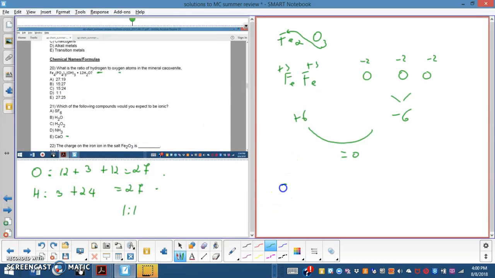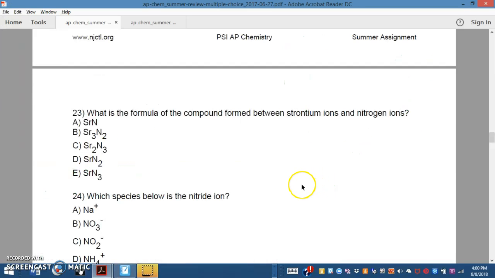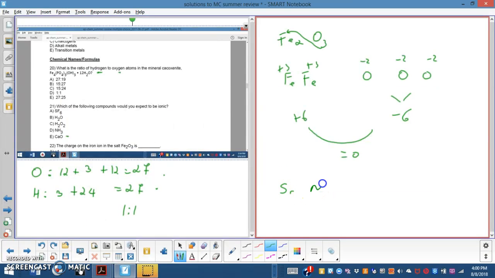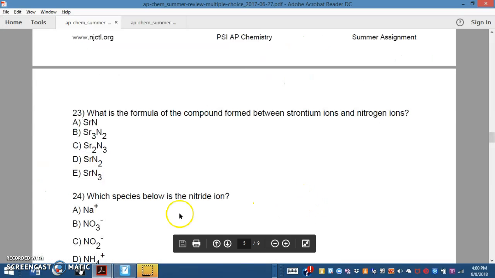So you have strontium and what did we say? Nitrogen. And nitrogen is here. So nitrogen has a -3 charge. What is the strontium? Well, strontium, if you remember, has a +2. So you've got to balance those charges. So Sr3N2, strontium 3, nitrogen 2, is the one that you are going to choose. So B will be your choice.